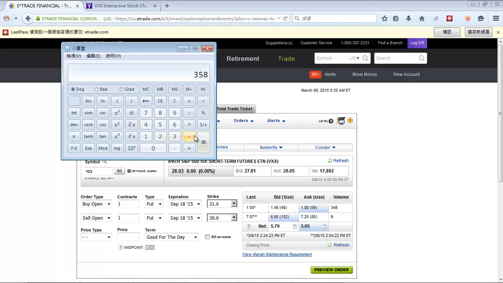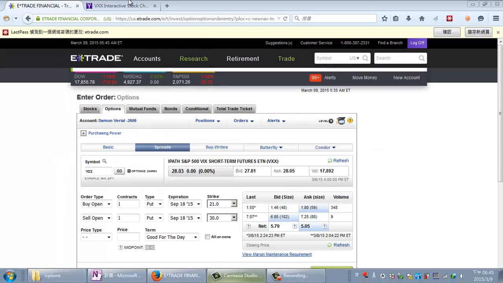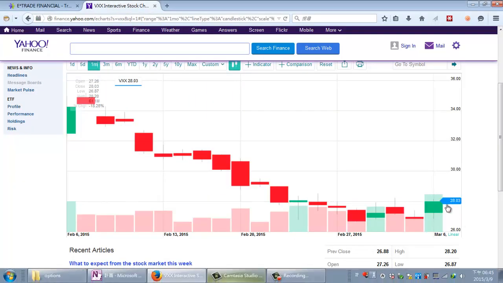So now we've got a much better play, because immediately we get $542, and if everything goes sour and VXX drops all the way to zero, or below 21 actually, you're going to lose $358. But overall, that's a much better reward to risk ratio, because you're getting 500 and you're only risking about 300. Drastically different from what we saw if we just sold the put.